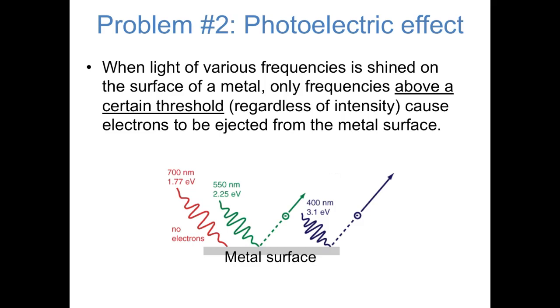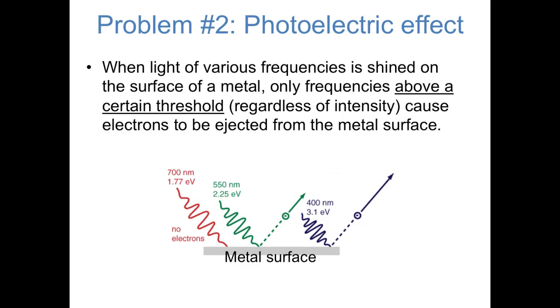The photoelectric effect is the experimental observation that when you shine light of various frequencies at the surface of a metal, only certain frequencies, only high frequencies above a certain threshold, cause electrons to be ejected from the metal surface. So, in other words, as this picture illustrates, if you shine red light at the surface of a metal, in this particular example, nothing happens. Red light does not eject electrons from the metal, no matter how bright that red light is. As long as it's red, it doesn't eject electrons.